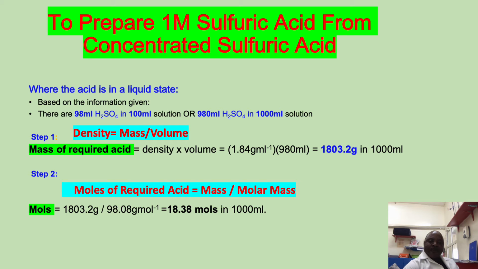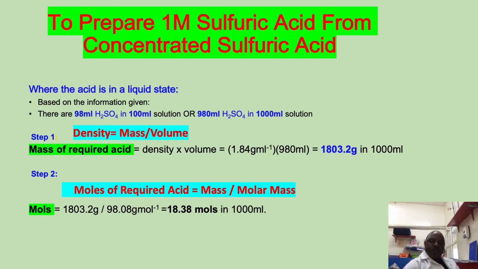Step number 1, you have to calculate the mass of the required acid. Based on the relation density is equal to mass divided by volume. Density has been given. The molecular weight or the molar mass has also been given. Then the mass of the required acid will be density times the volume, which is 1.84 gram per ml times 980 ml. And that gives 1803.2 gram in 1000 ml.